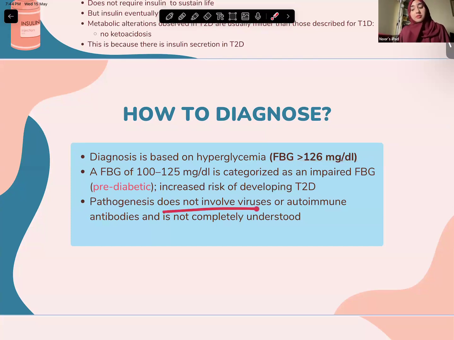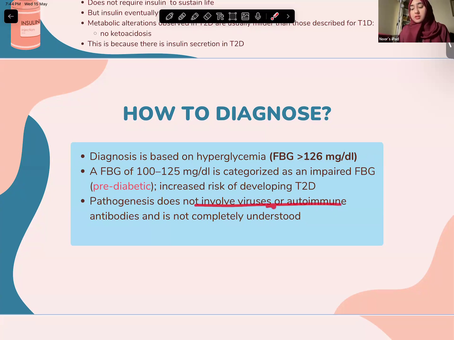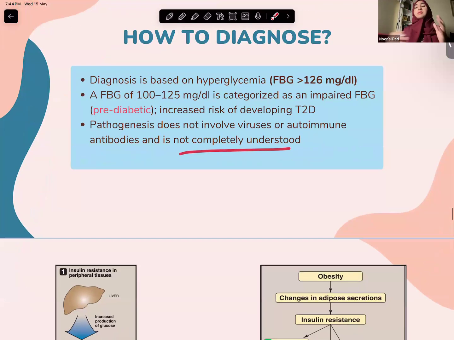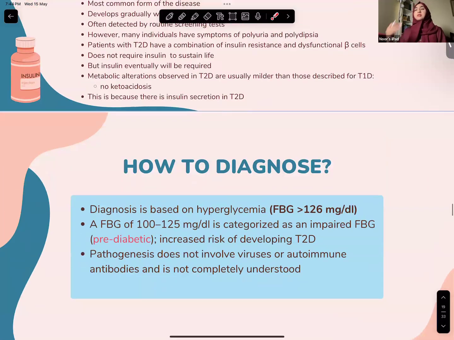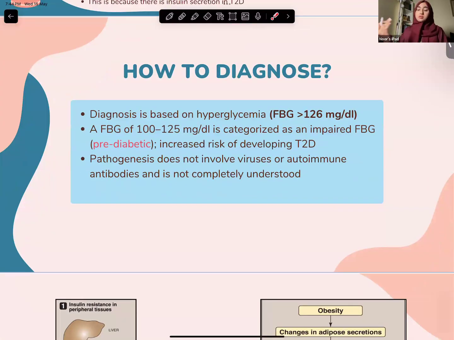Remember how I said type 1 diabetes has an immunological reaction, or it's also an autoimmune reaction. Remember, there was a graph and I mentioned how a virus attacks the beta cells of the pancreas. In type 2 diabetes, there is no involvement of viruses or autoimmune antibodies like we had in type 1. And the main mechanism is obviously not completely understood, but it's genetic predisposition and also runs in the family.